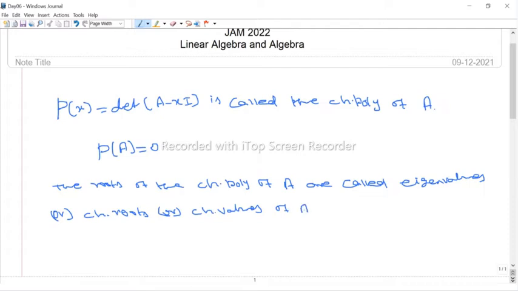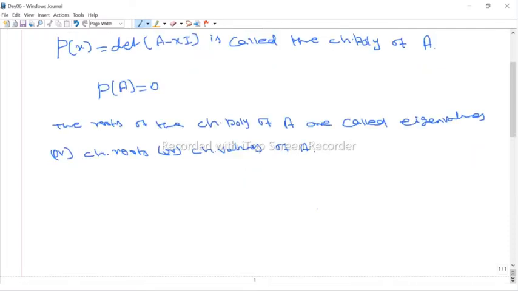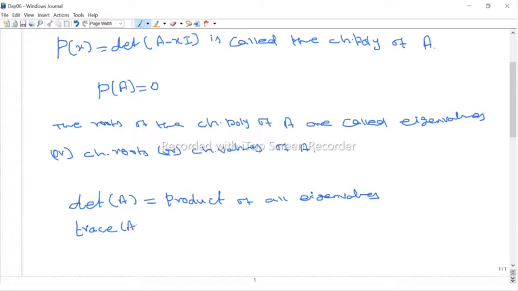Now, once we know the eigenvalues, we can easily say the determinant and the trace, which is a very important property. The determinant of the matrix is nothing but the product of the eigenvalues. So if you know all the eigenvalues, you can easily say the determinant. And the trace of A is nothing but the sum of all eigenvalues.